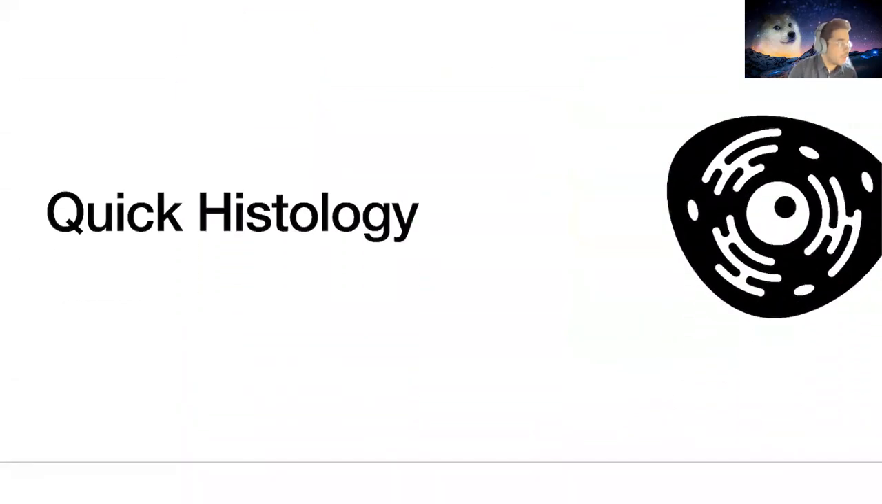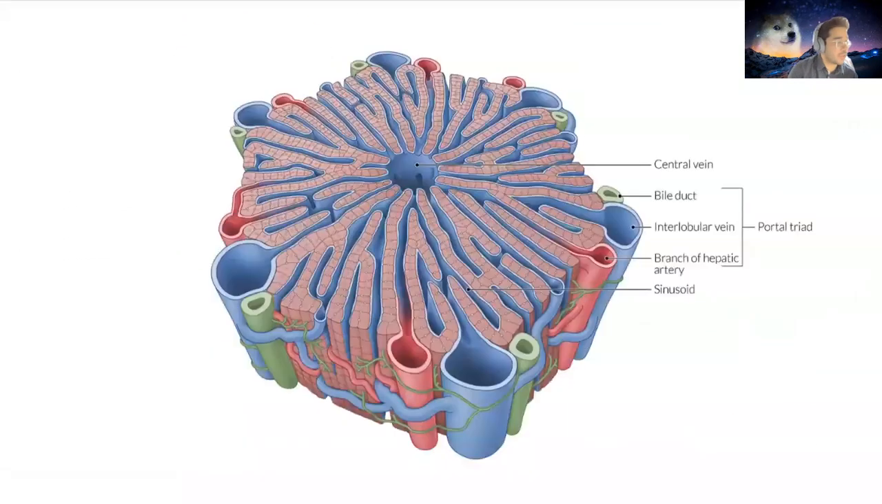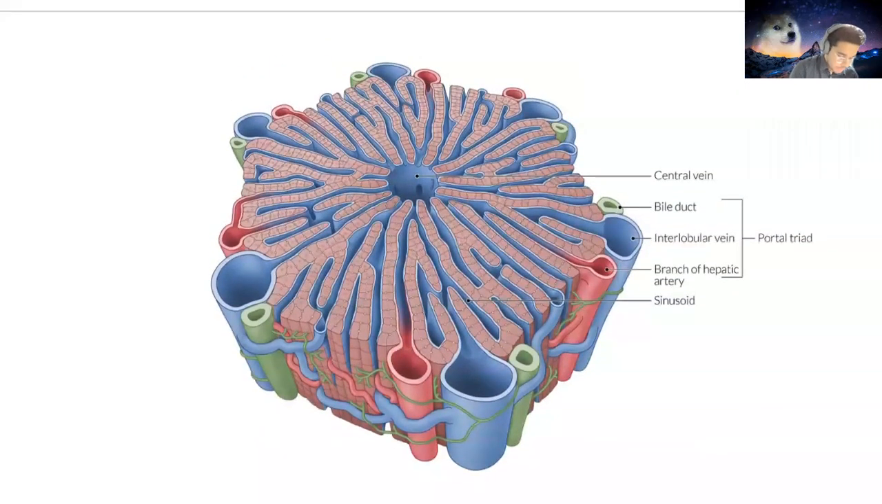Okay. All right, a little bit of quick histo because I got a couple of messages directly about it. We're going to start with the liver a little bit in terms of hepatocytes and how the whole shebang works. The portal triad, you guys need to know cold, right? You have to know it's composed of the biliary duct, the interlobular vein, and the branch of the hepatic artery.